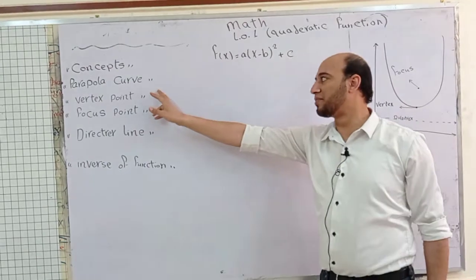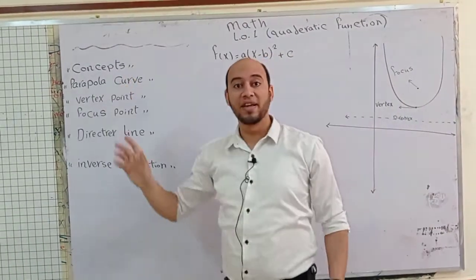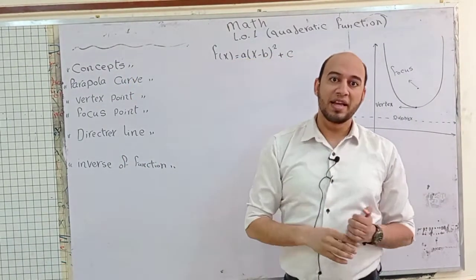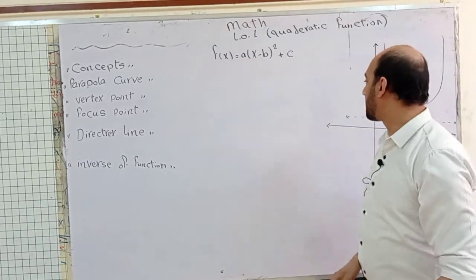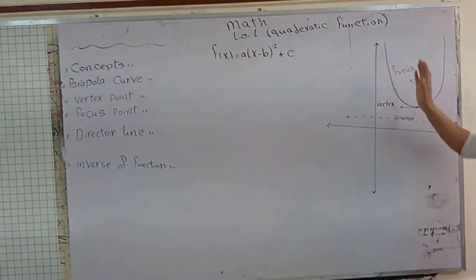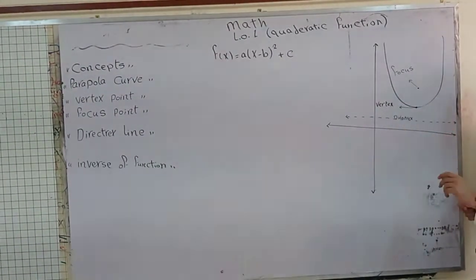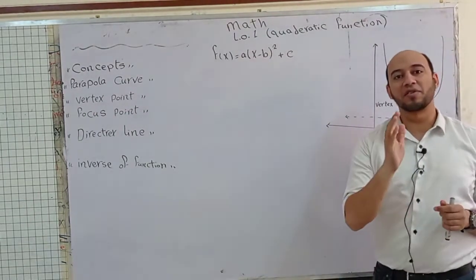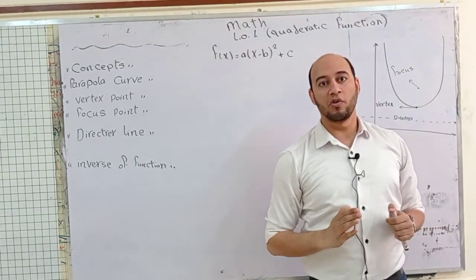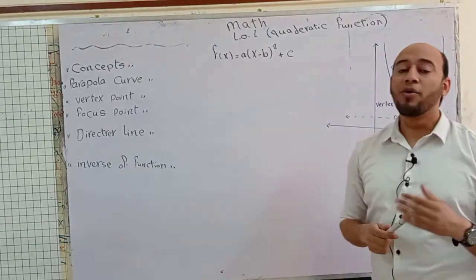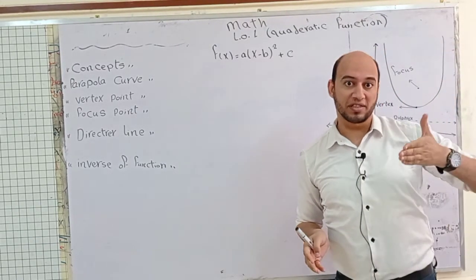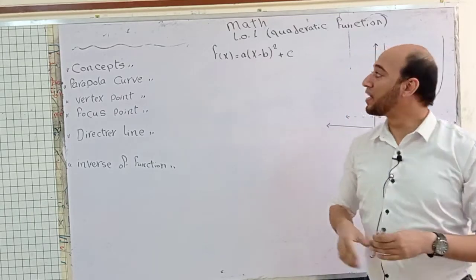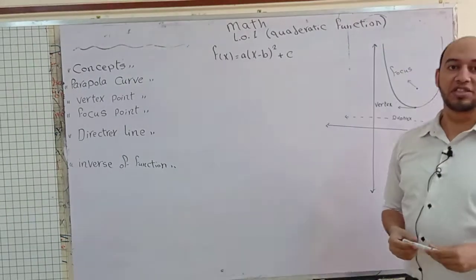The first concept today is the parabola curve, which is how to graph the quadratic function in the Cartesian coordinate. This is a parabola curve, and this point is called the vertex. This is the symmetric point of the parabola curve. How can we get the coordinates of the vertex, x coordinate and y coordinate, from the vertex shape?